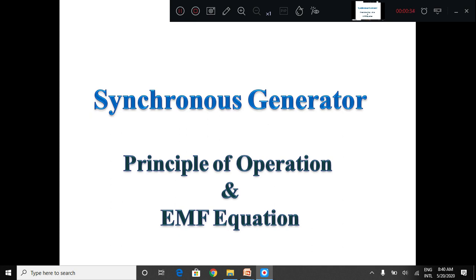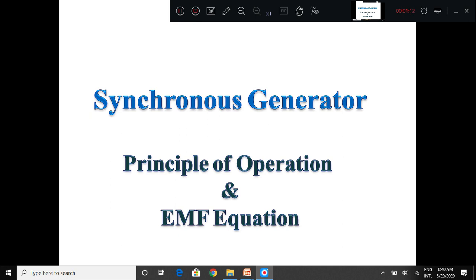We know that Faraday's first law states that when the flux linking with a conductor changes, or the conductor cuts the magnetic field, there is an induced voltage. So that is the principle of operation. In the case of a synchronous generator, the field is rotating and the conductors are stationary. Thereby, the rotating magnetic field cuts the stationary armature conductors. There is an induced voltage. That is how there is an induced voltage in a synchronous generator.